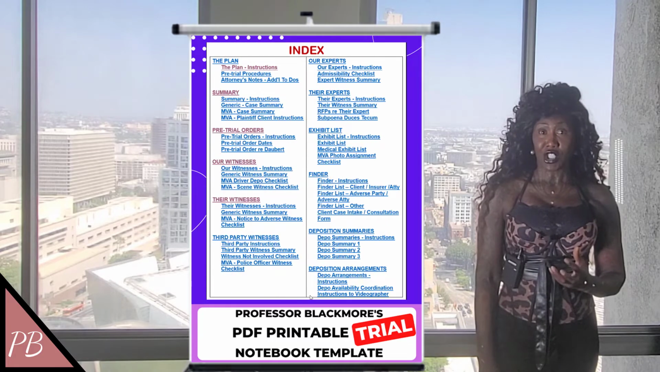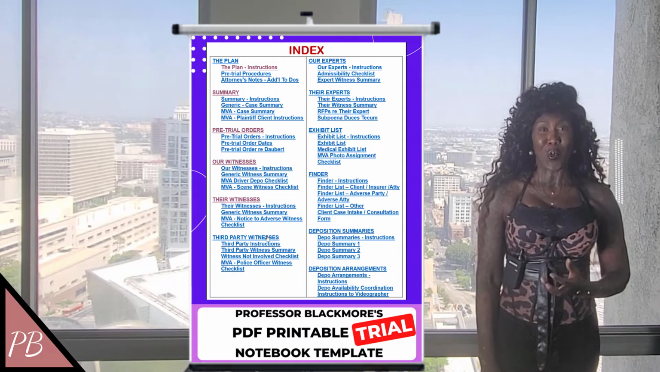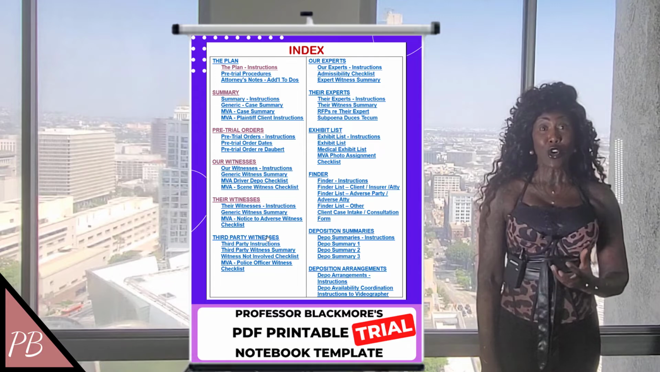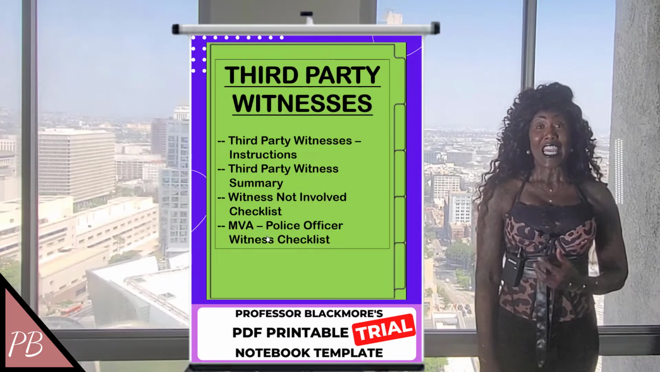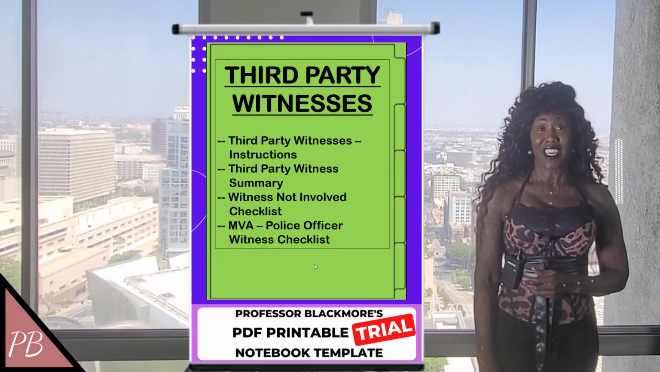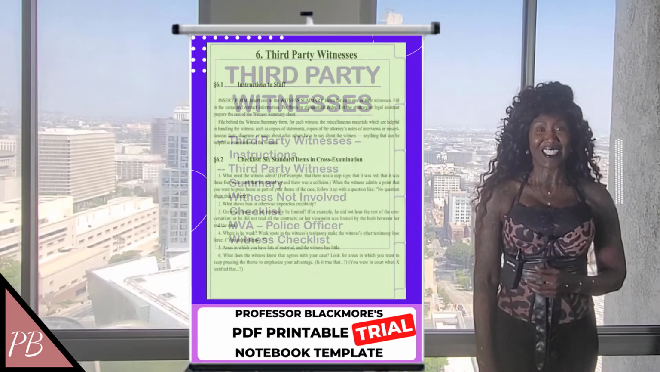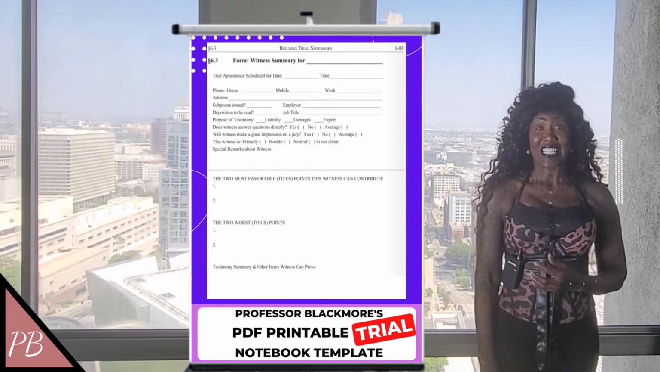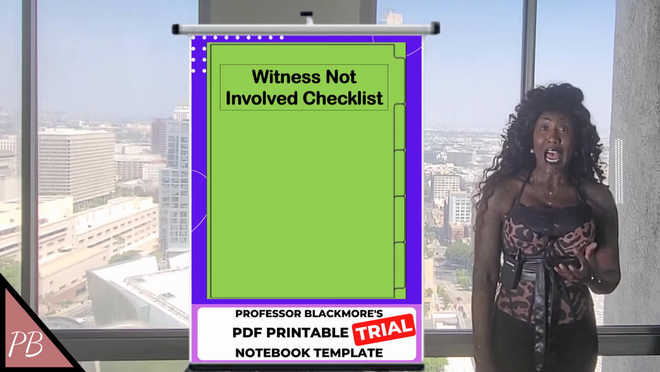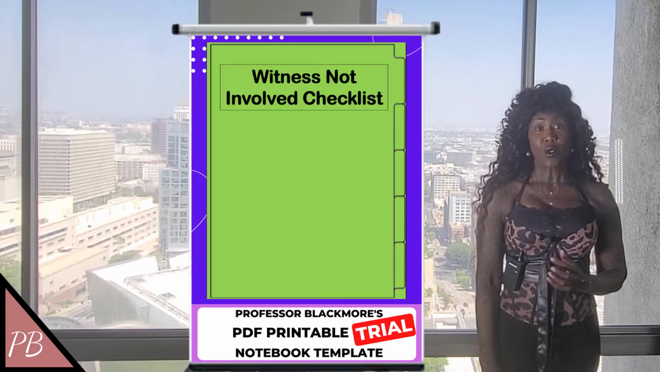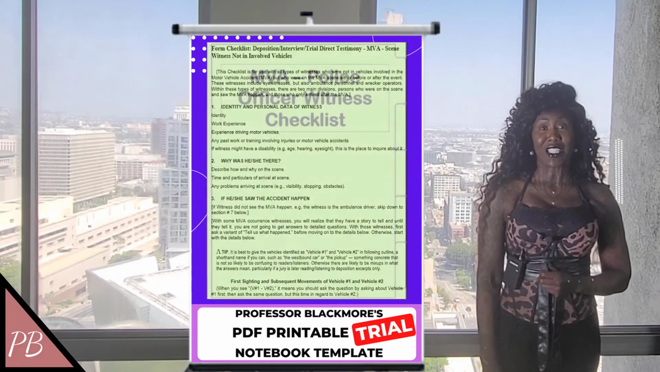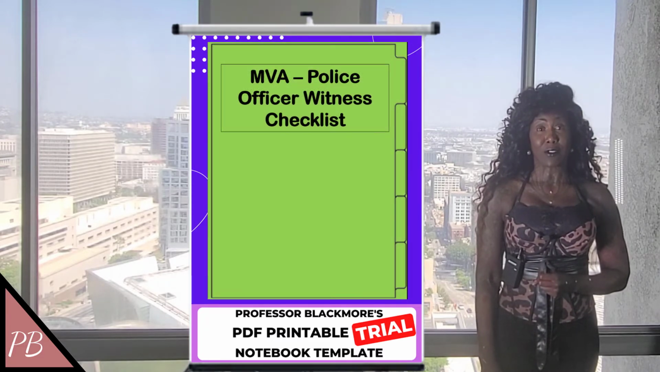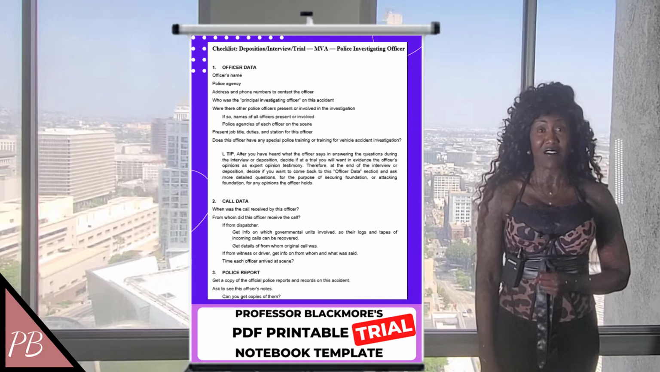And the next section is the Third Party Witnesses section, and here are some of the things you'll find in this section. And as you can see, you have some handy checklists, including tips for your motor vehicle accident scene witness who was not involved in the accident, as well as a checklist including tips for the police officer who reported to the scene of the accident.